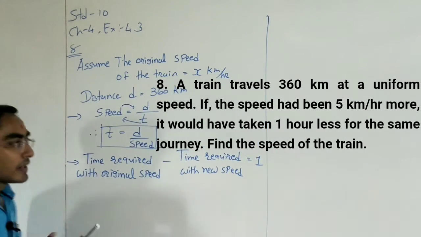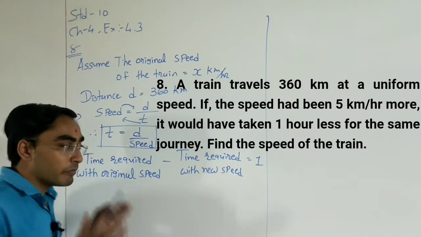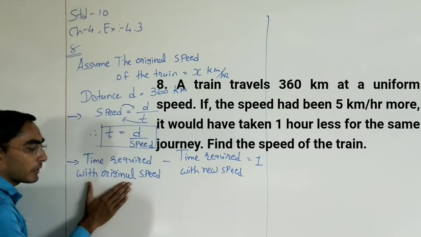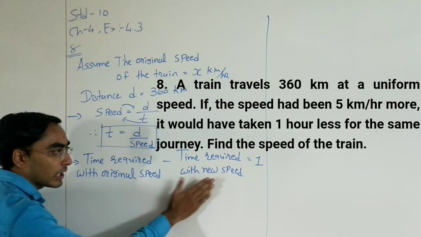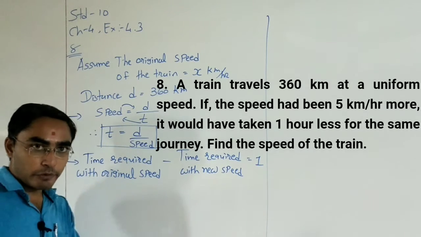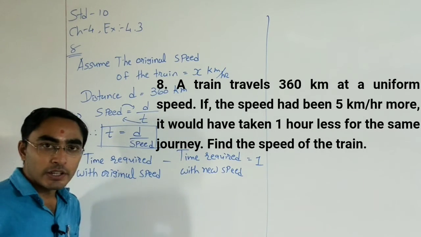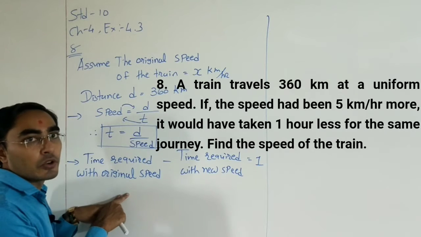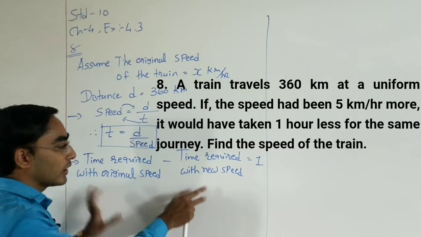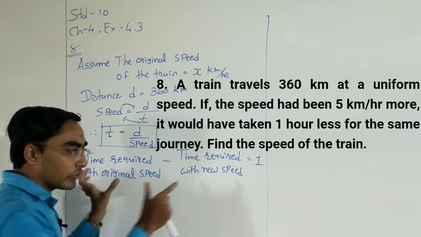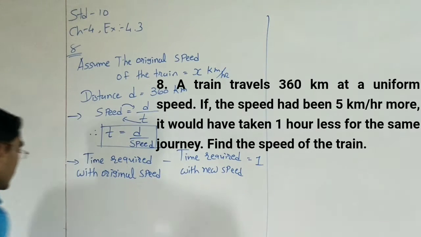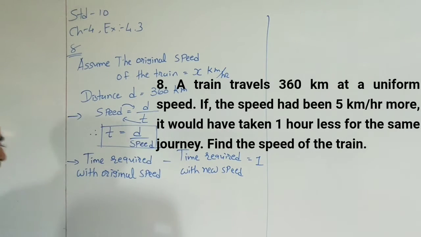Okay, the difference in the timing is equal to 1 hour less than the original time, that's why. So time required with the original speed minus time required with the new speed is equal to 1. In difference, what we need to do is big number minus small number. In this case the original speed requires more time, because here we increase the speed, so time is less. So big number minus small number, that means the difference in these two timings is equal to 1.